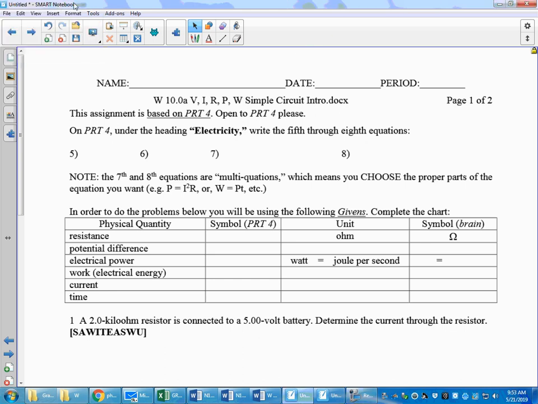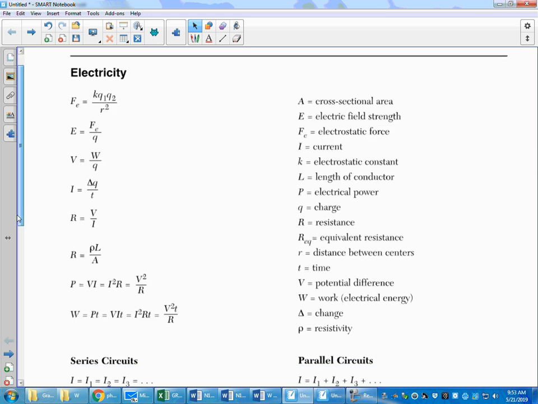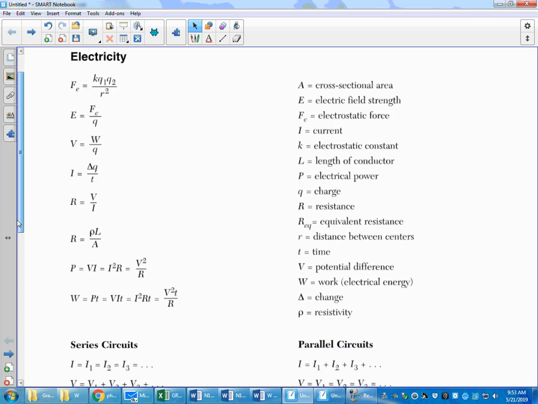All right. Welcome to Unit 10, Electrodynamics. We're going to start with an easy one, the simple circuit intro. This is totally reliant on PRT4. Here it is. In fact, the equations we'll use, you notice there are 8 running down the left-hand side.